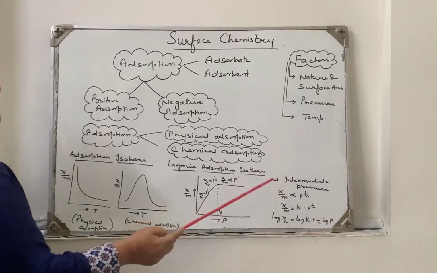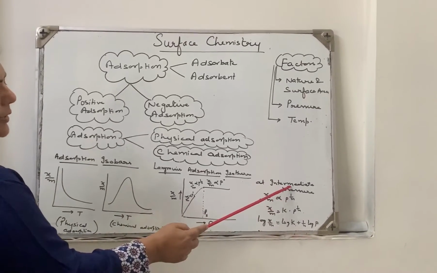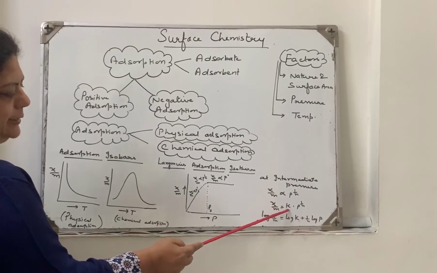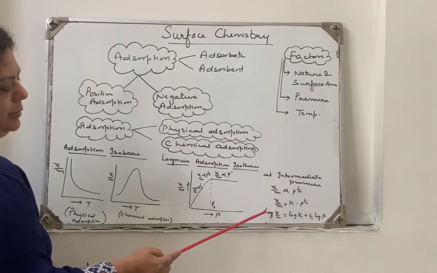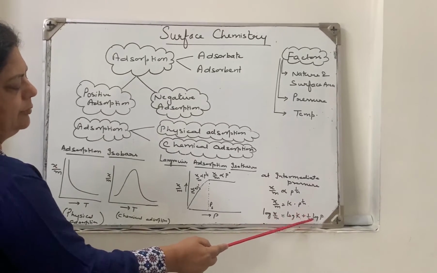That pressure is more important, that is intermediate pressure. x by m is proportional to p raised to power 1 by n. Then we remove the sign of proportionality, introduce a factor k, and on applying log, log x by m is equal to log k plus 1 by n log p.